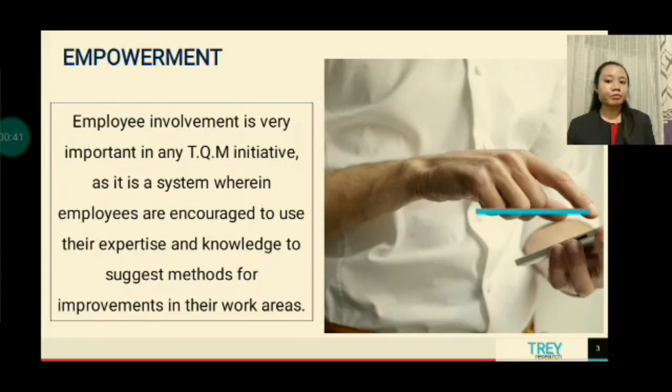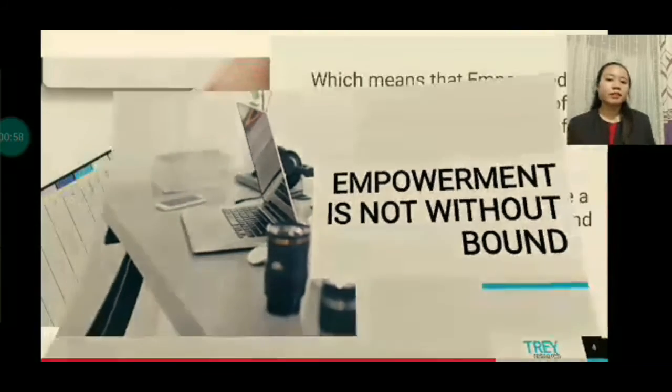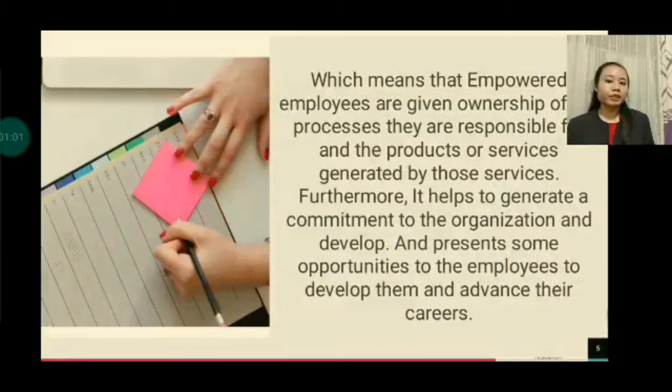Empowerment is a system where employees are encouraged to use their expertise and knowledge to suggest methods for improvements in their work areas. And there are three types of empowerment of employees. Number one is empowerment is not without bounds. This means that empowered employees are given ownership of the process that they are responsible for and the products or services generated by the business organization.